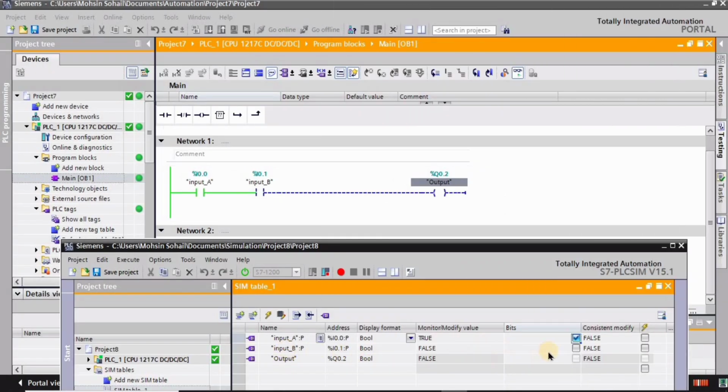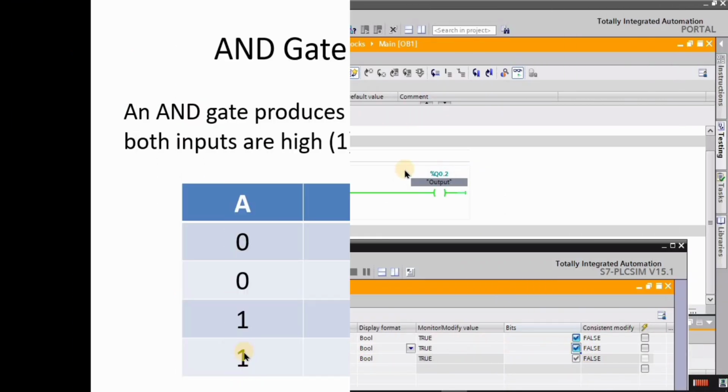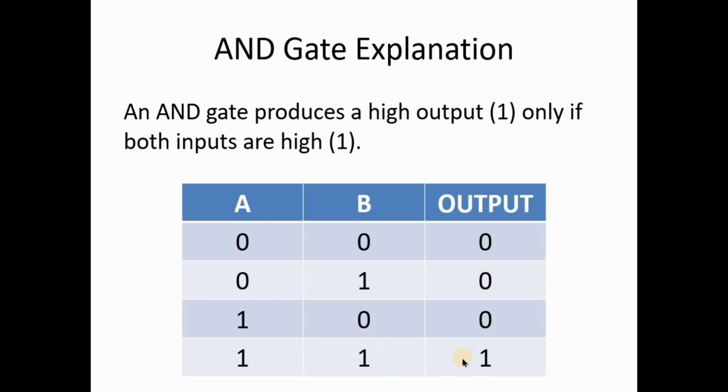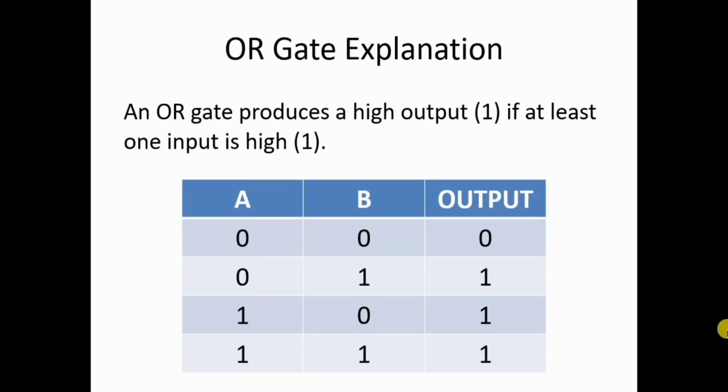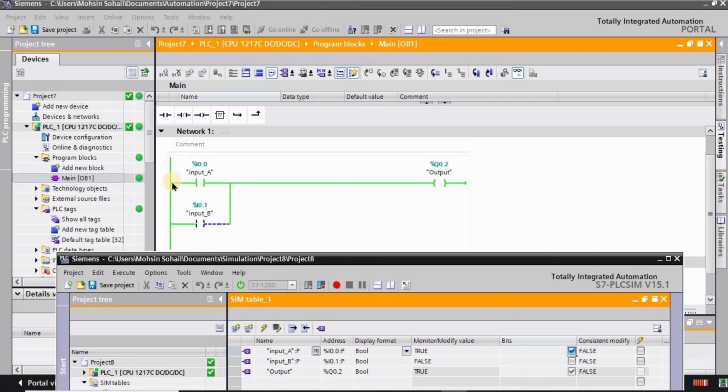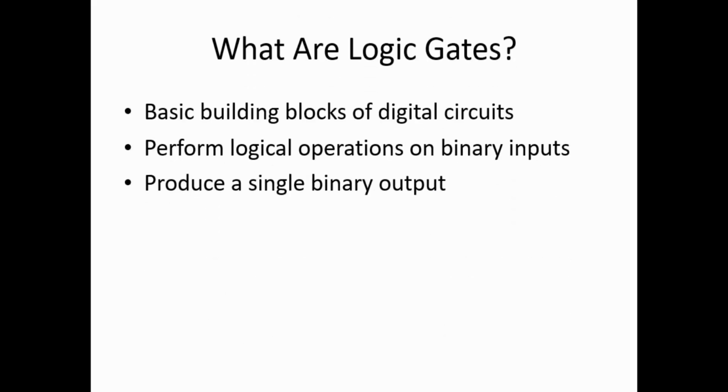In this tutorial we will learn how to create the circuit of the AND gate in PLC software and also verify the output according to the truth table of the AND gate. And similarly we will do the same thing for the OR gate. We will create the circuit and we will match the output according to the truth table. So let's begin. First we will learn what are logic gates.